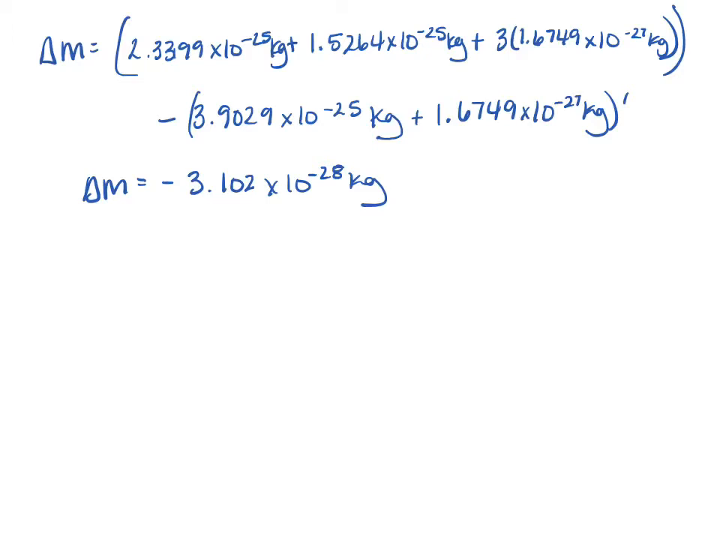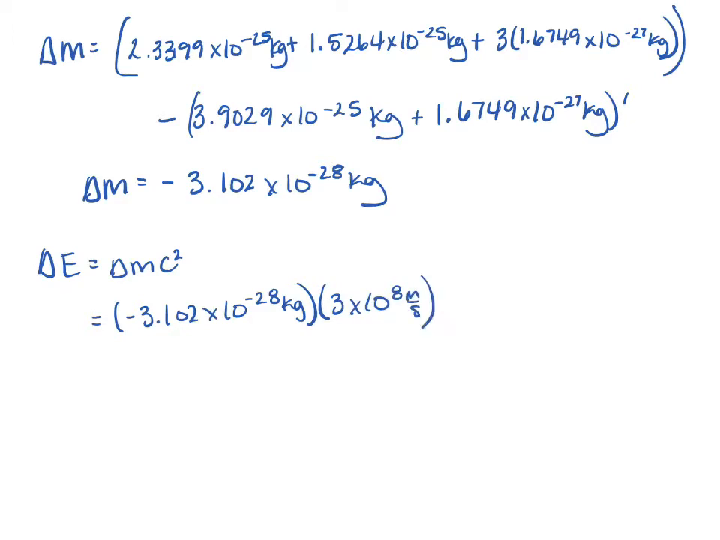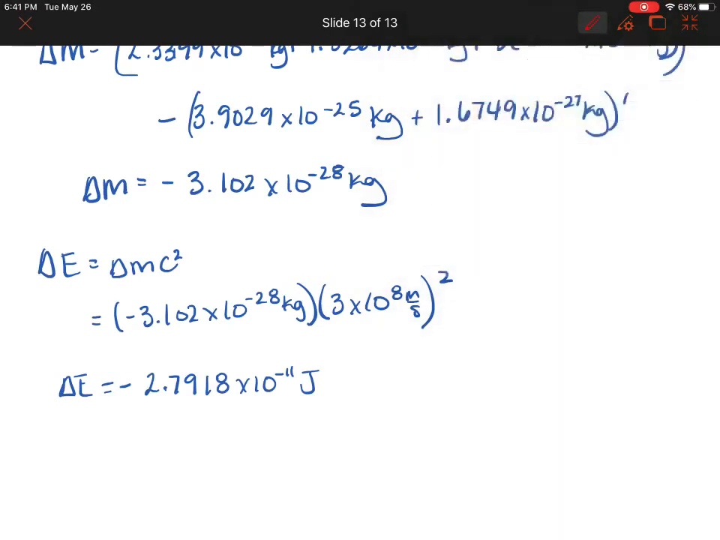Okay, so there we go. Negative mass means energy has been given off. Energy has been released. So if I want to know how much energy is released, then of course I just use Einstein's mass energy equivalence. So that's going to equal that negative 3.102 times 10 to the negative 28 kilograms times c squared. And that gives us a change in energy of negative 2.7918 times 10 to the negative 11 joules.